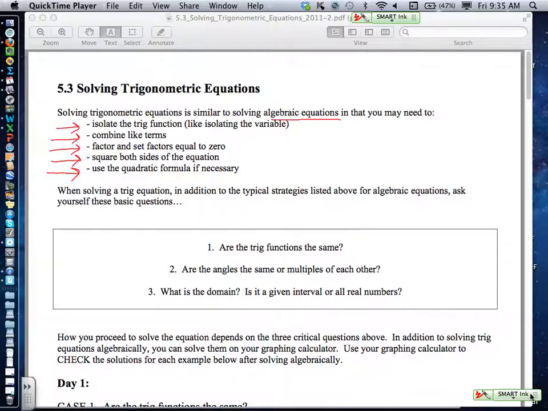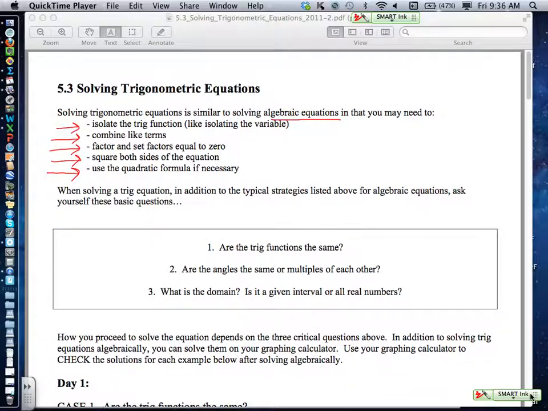So in addition to that, with the trig equations, we're going to also add the strategies that you learned for the trig identities. We might combine like terms. We might replace some terms with a trig identity, things like that. So when we solve a trig equation, there's 3 fundamental questions that we want to address, and we're going to take these a day at a time.